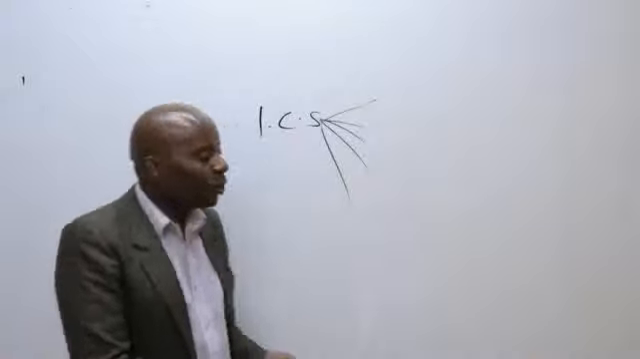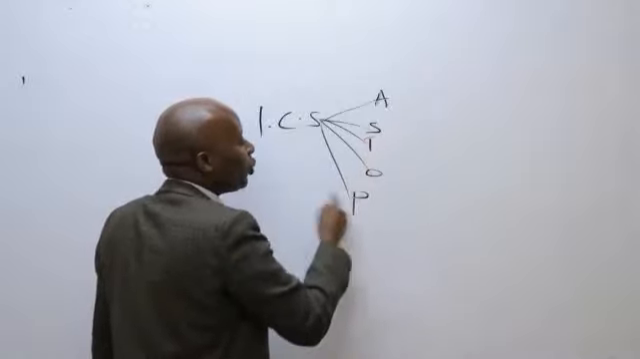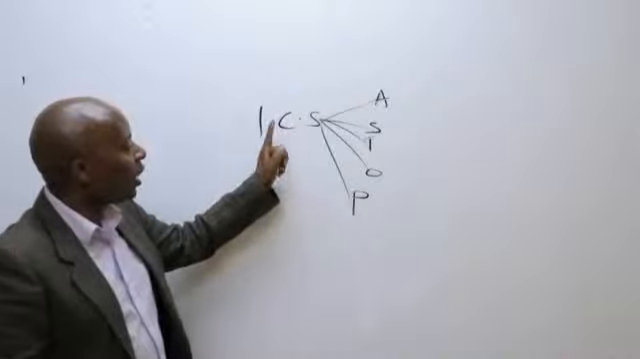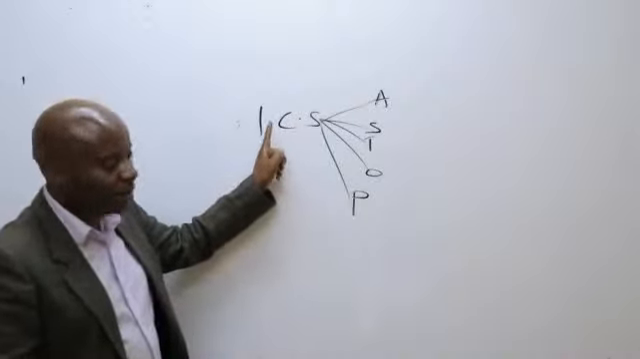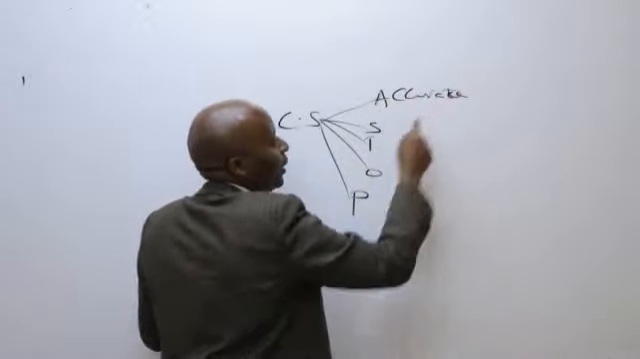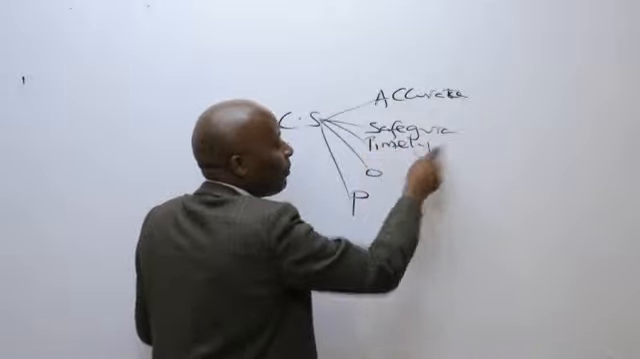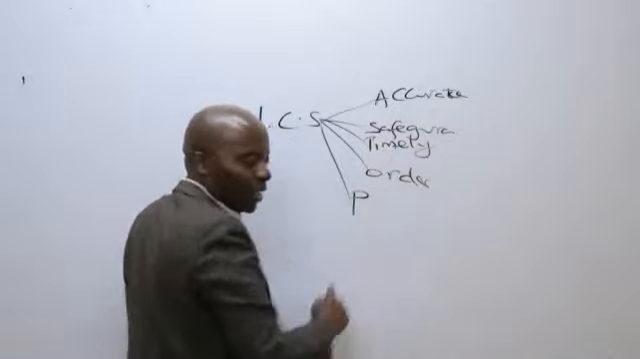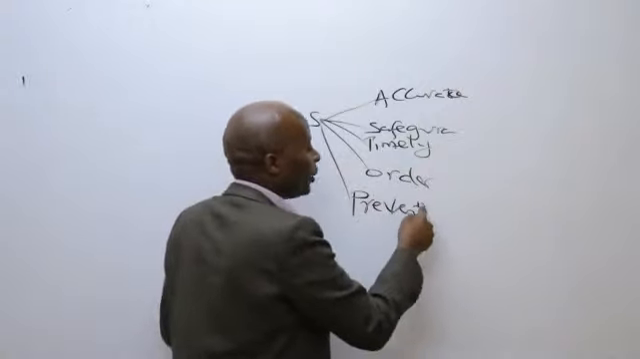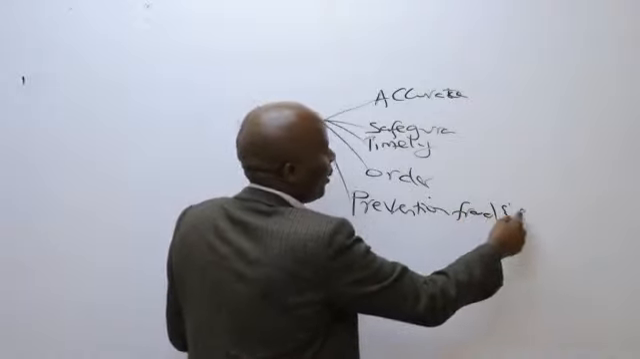So the internal control systems objectives, normally we talk of a stop like that. We are saying that we can only say our systems are strong if we are able to get accurate financial statements, if our assets are safeguarded, if we are getting reports on time when we want them, if there is order in the organization. Ladies and gentlemen, if the controls will be able to help us prevent fraud and what here? Fraud and error.